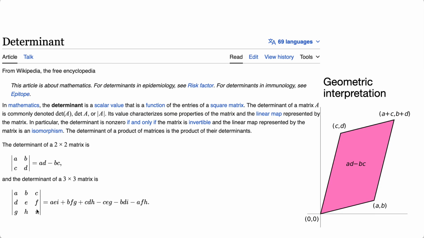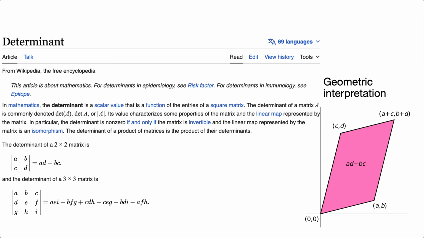Okay? Then we're going to take another diagonal, B, F, G. Right? That's a 3 diagonal there. Then we're going to take C, D, H. Those are all of the diagonals available in a 3-dimensional matrix. And we're going to subtract out the top right to bottom left diagonals. We're going to subtract out C, E, G and B, D, I, and subtract out F, H, A. Okay, so that's the determinant.